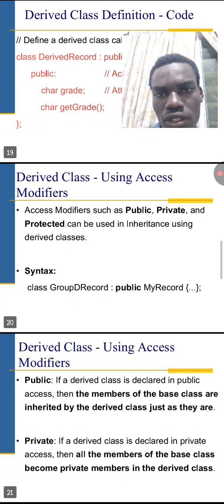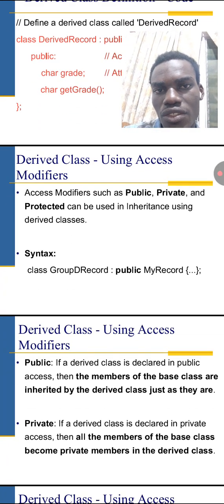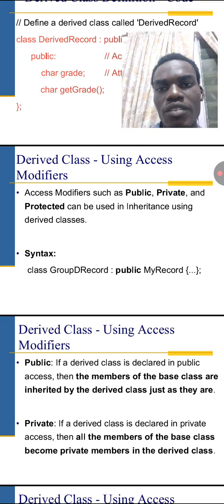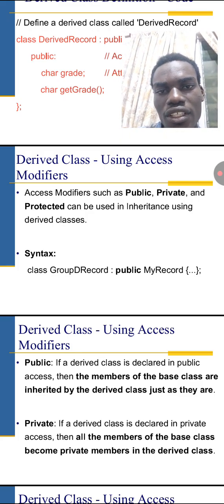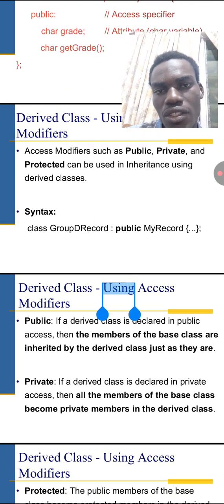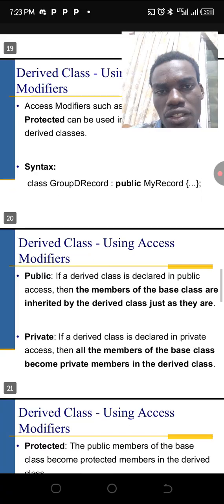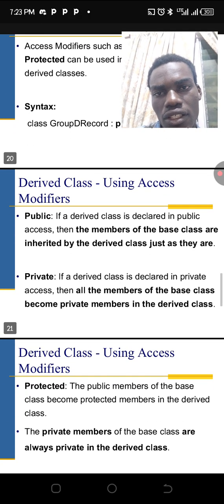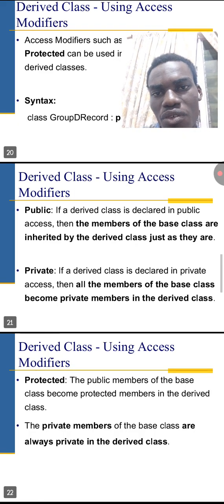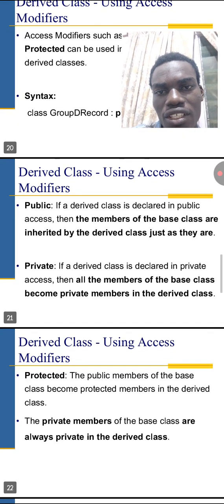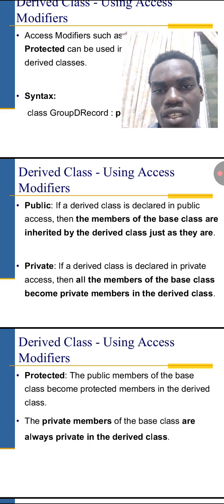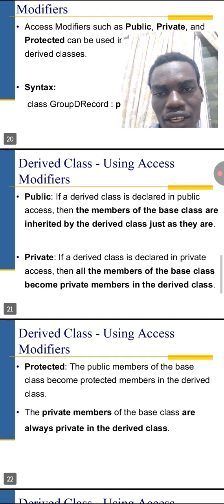Now let's look at the derived class using access modifiers. Access modifiers such as public, private, and protected can be used in inheritance using derived classes. So here is a syntax. Now let's do public. If a derived class is declared in public access, then the members of the base class are inherited by the derived class just as they are.